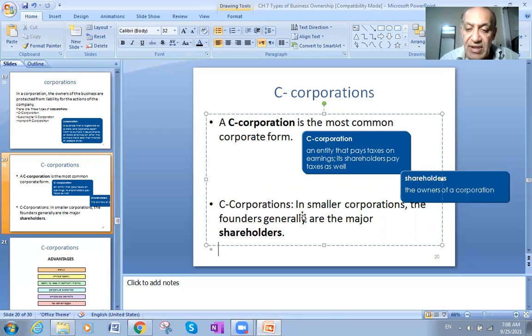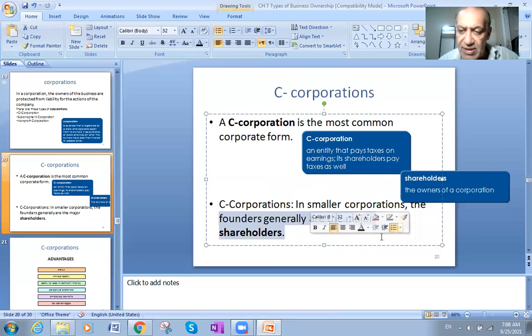In a C corporation, in smaller corporations, the founders are generally the major shareholders. The founders are the shareholders. Who are the shareholders? The shareholders are the people who buy the shares, who buy the stocks. The shareholders are those who buy the shares or the stocks. That's fine. Okay.